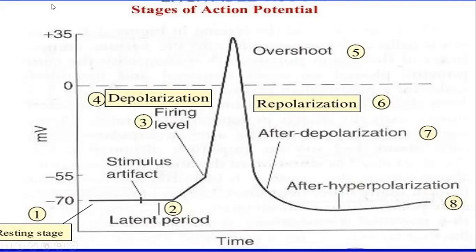This phase, the after depolarization: what happens when potassium is moving out of the cell? The concentration gradient is gradually dissipating. So in this part of after depolarization, the slope decreases and the efflux of potassium also decreases. This is responsible for this phase.